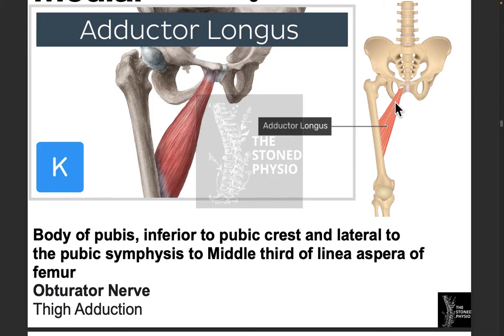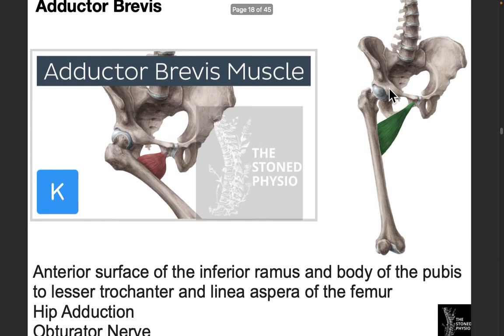Adductor longus is getting attached on the middle one third of the linea aspera of the femur. It means on the posterior aspect we have got the linea aspera. We have talked about the linea aspera, right? On the posterior aspect, that line was the linea aspera, so it is getting its attachment on the linea aspera. Apart from that, we can talk about the adductor brevis. That has to be smaller than the adductor longus. Now this one, adductor brevis, is attached on the proximal one third of the linea aspera.